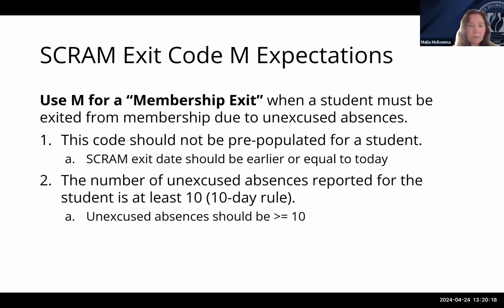So if I pull up Scrum data today for the whole state, my expectation is that any student who has the M code, their exit date is going to be either today or a date earlier than today, not a future date. And also, in order to be exited due to a membership exit, that means they had either 10 unexcused absences or 30 consecutive unexcused absences. And so I would expect the unexcused absences data to be at least 10, and in some cases, greater than 30.